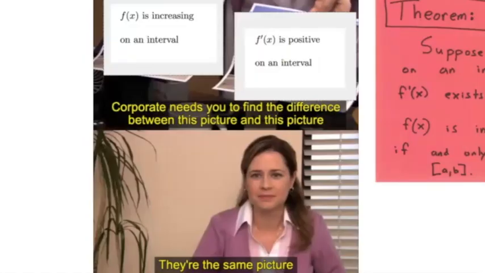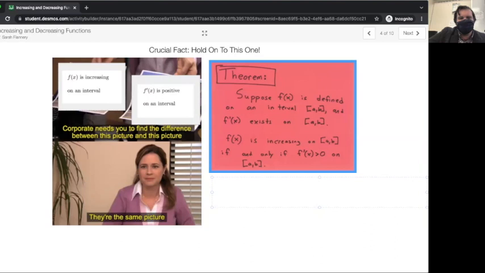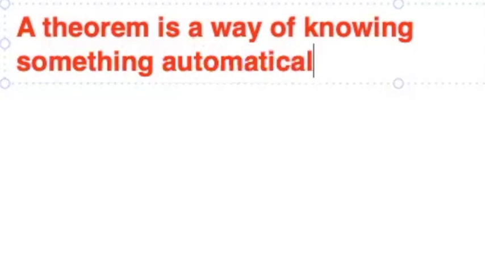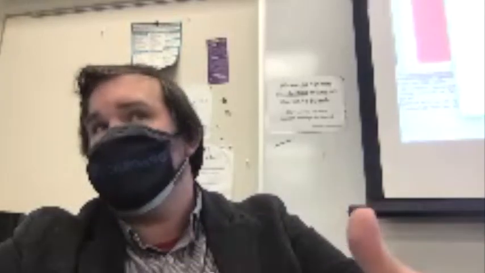And so this is encapsulated in a mathematical statement called a theorem. And there are lots of different ways to describe a theorem, but a description I would give that I think works for this class is: a theorem is a way of knowing something automatically. It's a mathematical statement that is always true. And so the goal of having a theorem like this is to be able to just know something is automatically true and reduce our level of calculation.